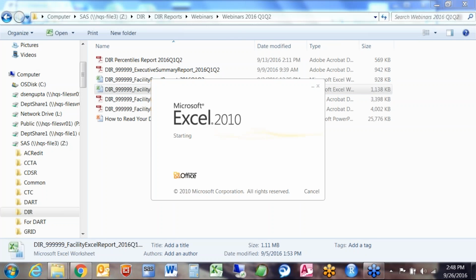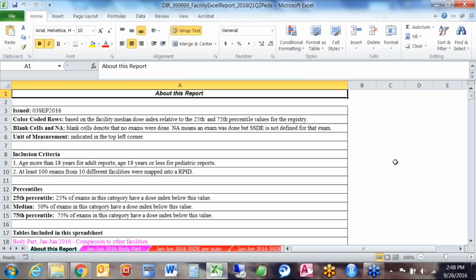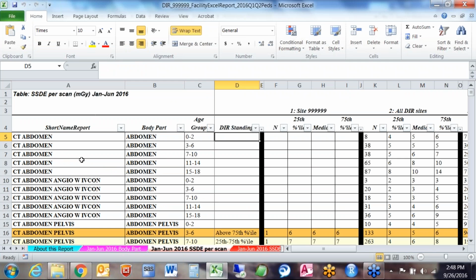One more thing to go is the pediatric Excel spreadsheet report, which fortunately is not much different from the adult Excel spreadsheet report. The only difference, as you can imagine, is the age group. For each exam, you can see that the exam is divided into 5 age groups, so that you can compare not only by short name or exam protocol, but by age group.